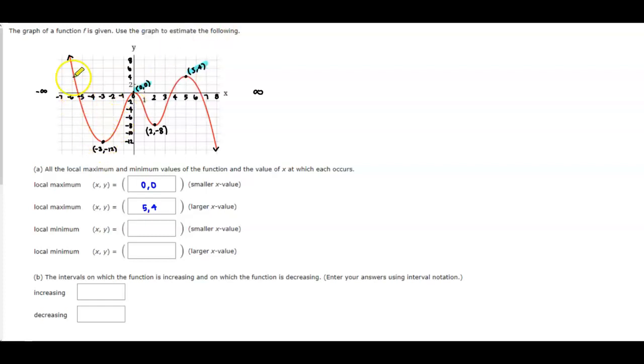So the local minimums now are at these valleys here. So we have negative 3, negative 12, and the other one is 2, negative 8. So the smaller x value is negative 3 compared to the 2. So that means that the smaller x value is going to be negative 3 and negative 12. And the other one is going to be 2 and then negative 8.